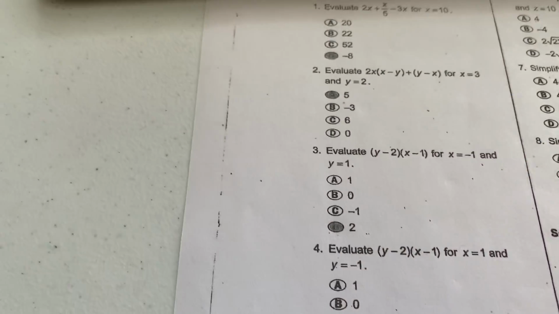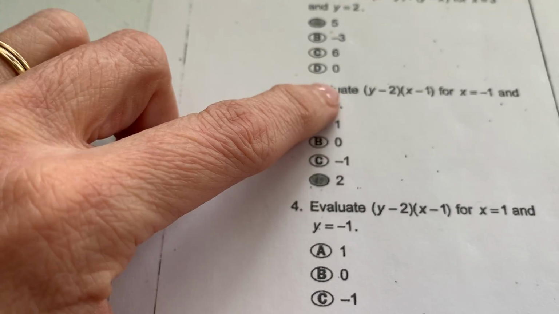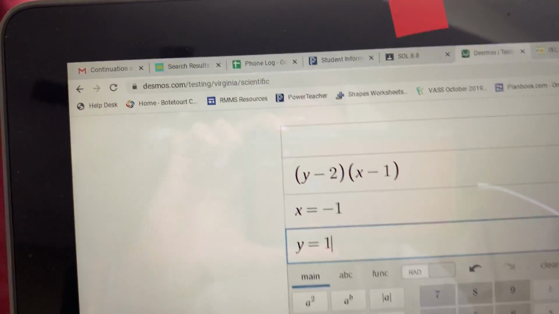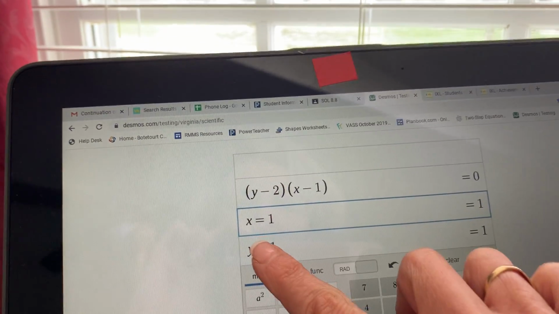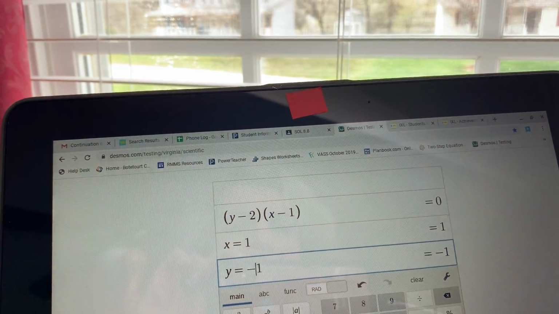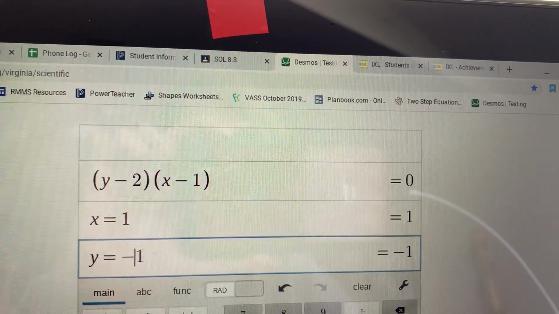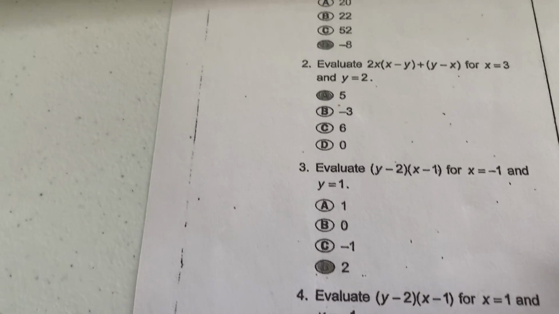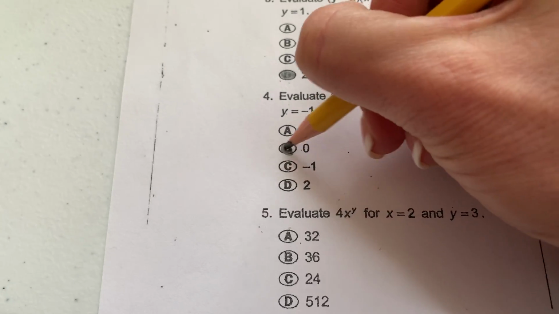Now, what I noticed already is that number 4 is the exact same problem as number 3, except they changed the x and the y. So we're going to make this one x equal 1. So let's get rid of that negative, and let's put a negative on this one. And that makes our answer equal to 0. So number 4, we're going to choose, oh, there it is, B, 0.